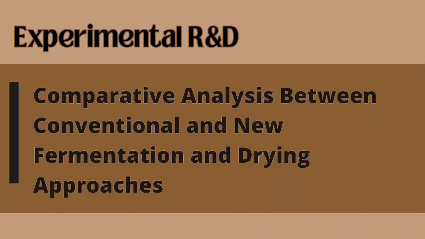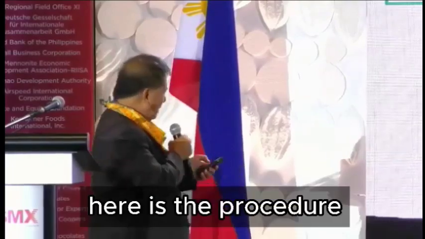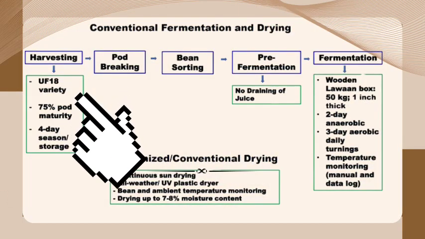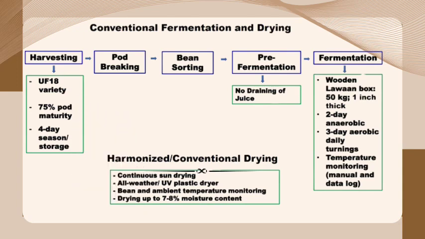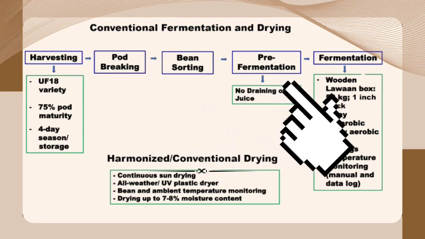We did an experiment. We have this comparative analysis between conventional and new fermentation and drying approaches. We follow the conventional approach. Here is the procedure. Here we harvested. We used the same variety, UF18, with 75% pod maturity. And here we season, because that's being adapted. Pod breaking, bean sorting, no draining of juice for both.